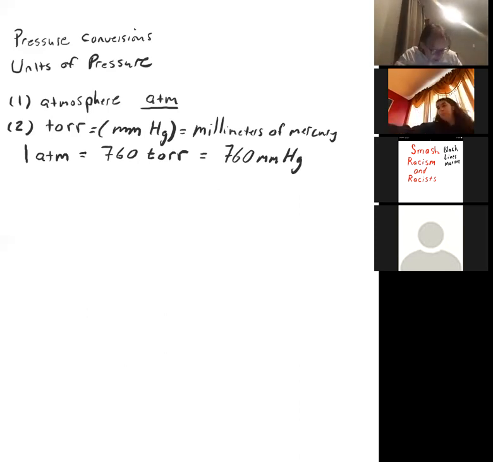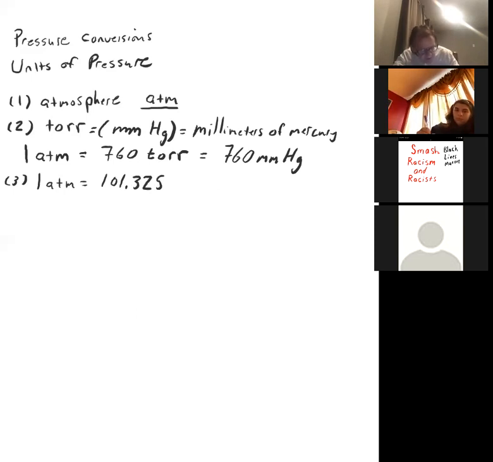The third one is called the kilopascal. And one atmosphere is equal to 101 point, look how many sig figs are in this one, 325 kilopascal, kPa. I guess I'll put kilopascals, okay?